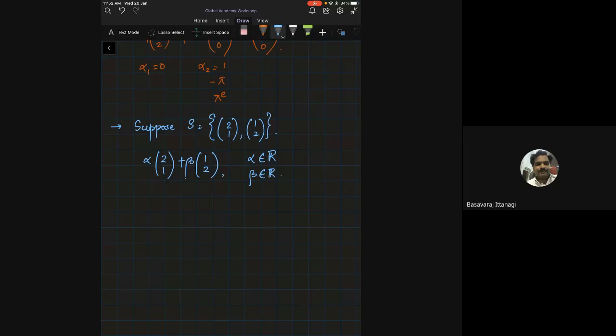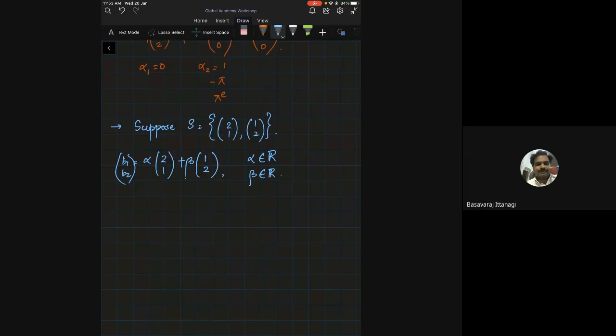But suppose I take this vector to be, say, (B1, B2). For different values of alpha and beta, what would I get for B1 and B2? The question is, are there any two values of alpha and beta, a pair, such that both pairs will lead to the same B1, B2? No, sir. Why is it not happening? Because (2, 1) and (1, 2) are linearly independent.